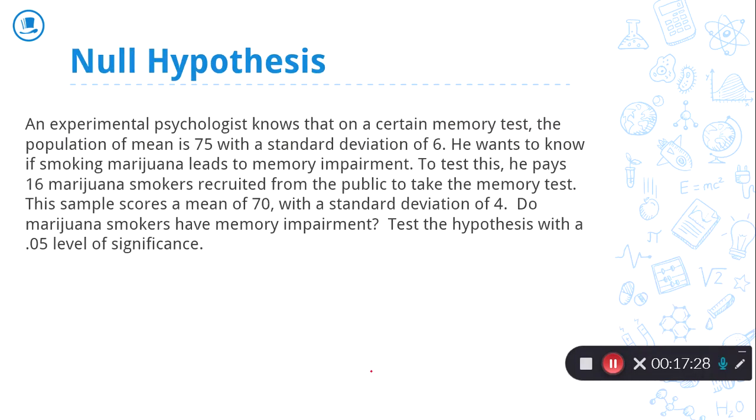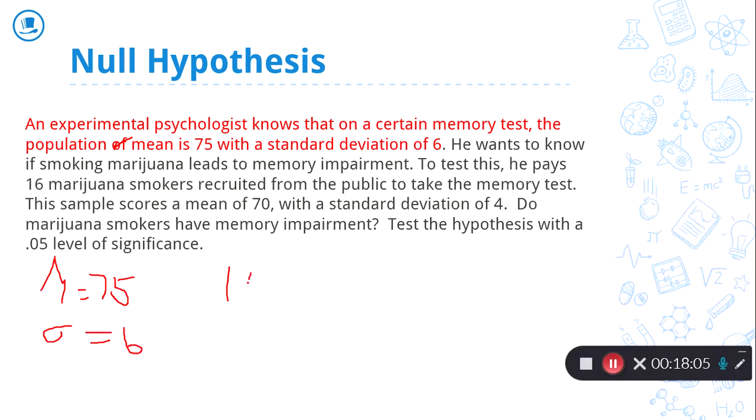All right, so once again, I just want to point this out to you. Here's the problem written out, right? The statement of the null hypothesis is really there in red in this word problem. This experimental psychologist knows on a certain memory test, the population mean is 75 with a standard deviation of 6. There's some given information. There's our mu and sigma. Mu is 75 with a standard deviation of 6. Now, those are people who are just in the general population.